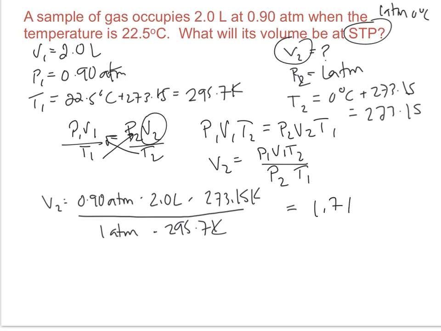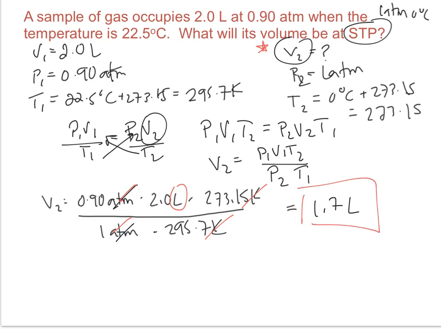1.7 liters. Okay, and so how do I know I have liters? Let's go ahead and check. ATM and ATM cancel, so those cancel out, right? Kelvin and Kelvin cancel. What's left over? Liters. And does that make sense with what we've actually been told to solve for? Volume is what we were told to solve for. So what we've actually obtained in terms of our units makes sense.